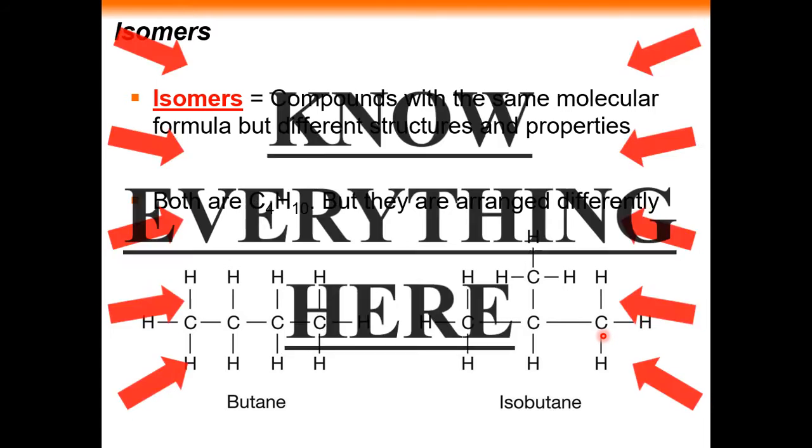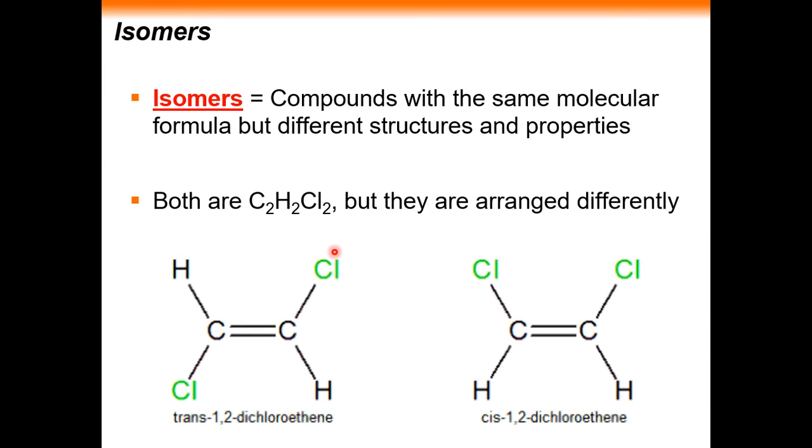That's really important. What the heck is an isomer? Here's another picture. Both of these are C2H2Cl2. They have 2 carbons, 2 hydrogens, and 2 chlorines. But they are arranged differently based off where the chlorines are, both up here versus one up and one down here. So that actually has different properties. This is the difference between trans fats and non-trans fats, which we call cis fats. But that's just a form of an isomer.